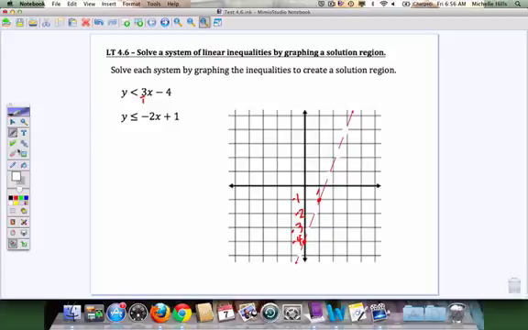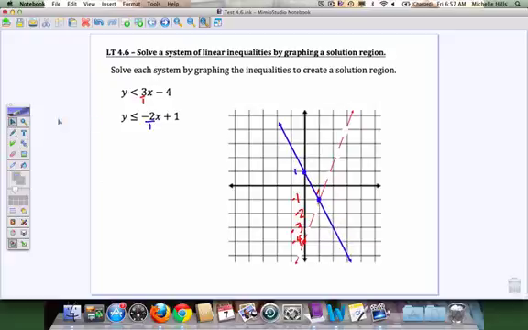Now the second line crosses the y-axis at positive 1. It has a slope of -2, which I can turn into a fraction by putting it over 1, so down 2 to the right 1. This is a solid line, again, because the line is where y equals that, and equals is part of the inequality. So I have a nice solid line.